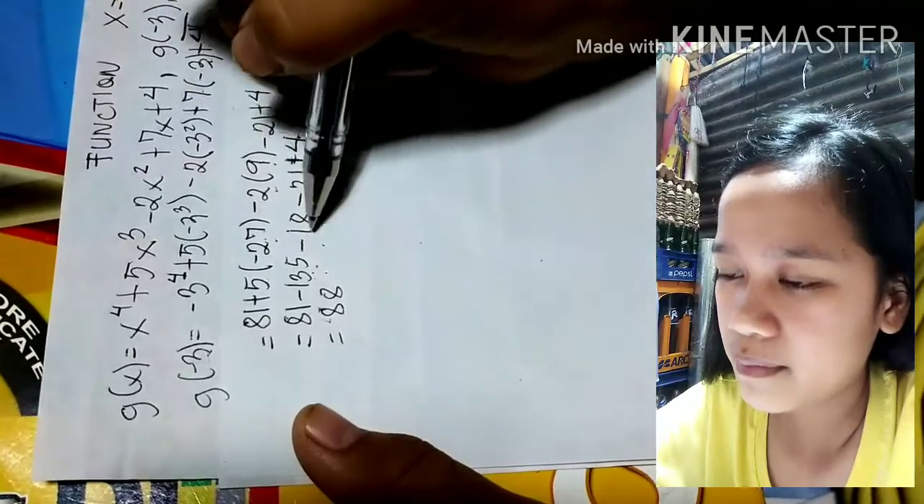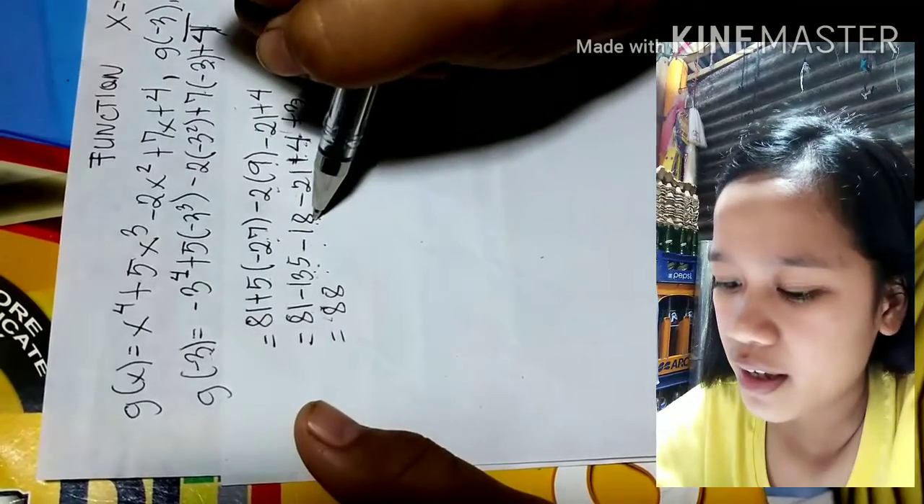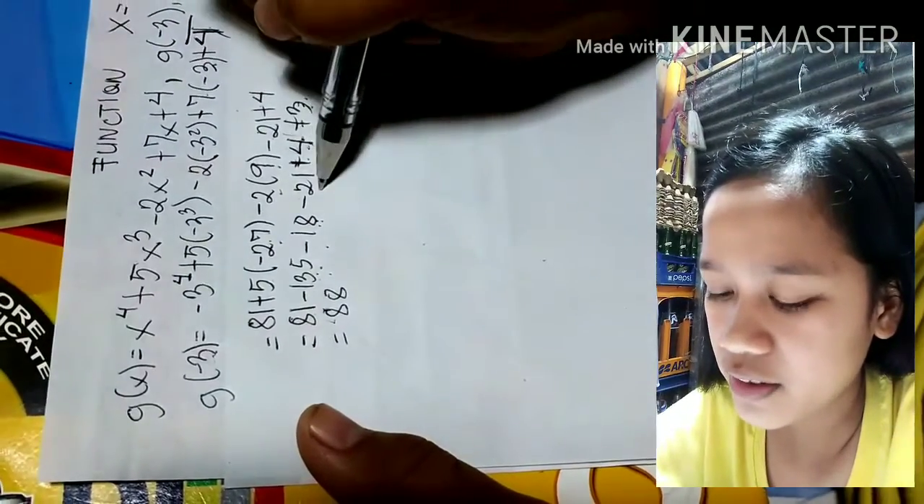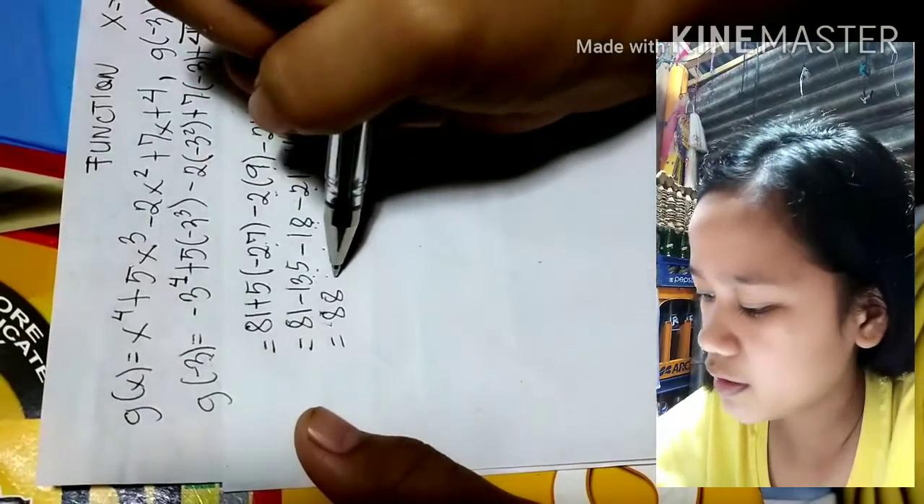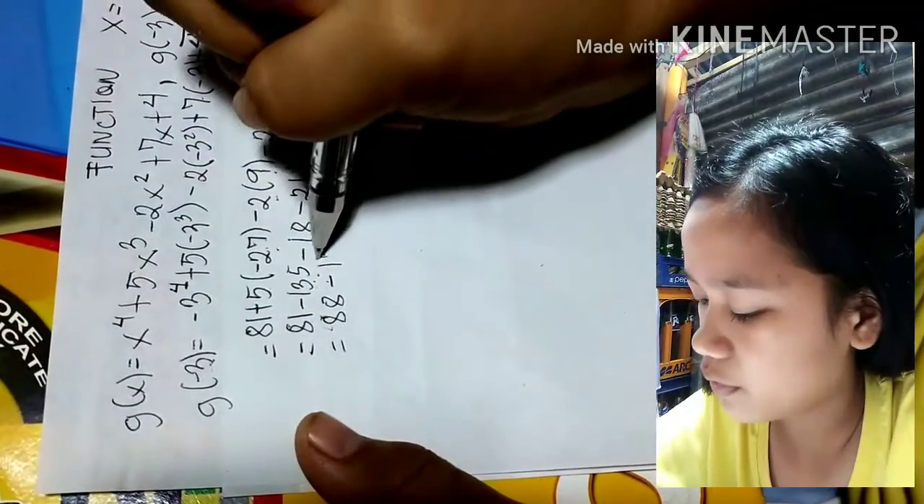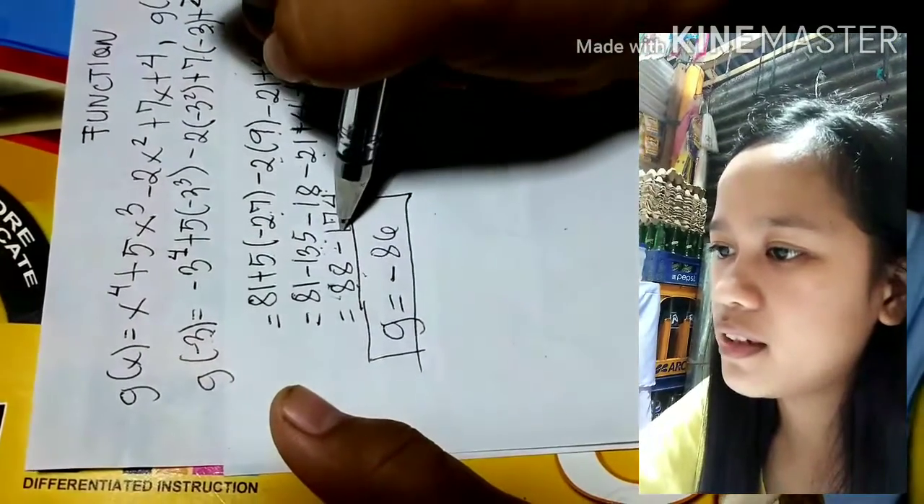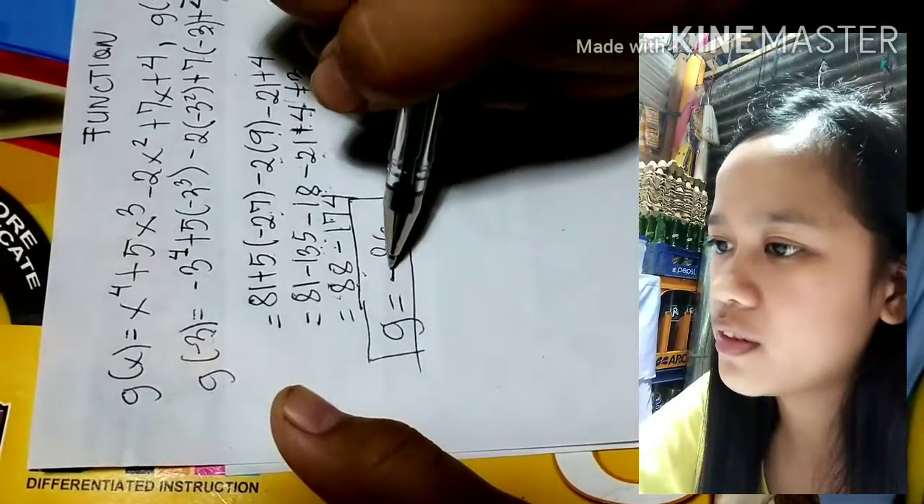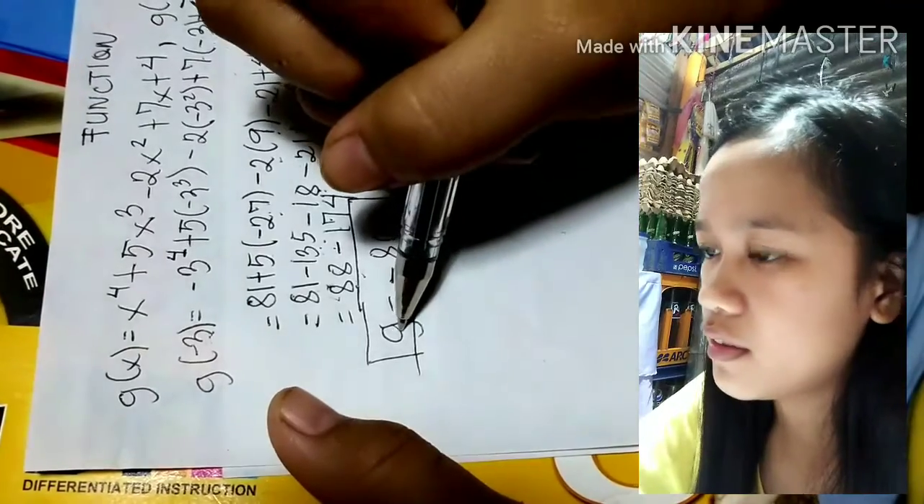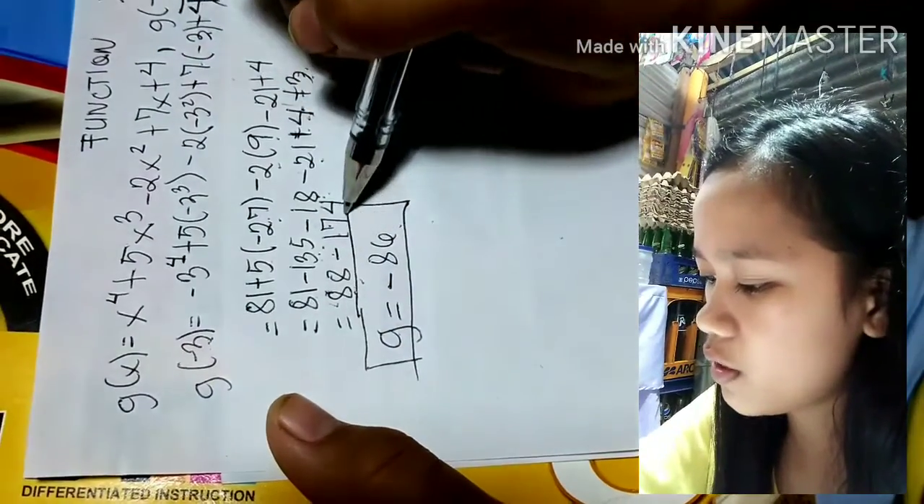Negative 135 minus 18 minus 21 equals negative 174. So 88 minus 174 equals negative 86. So the final answer is g of negative 3 equals negative 86.